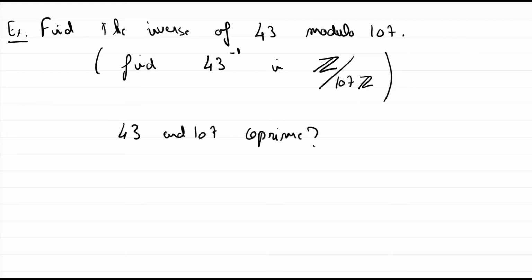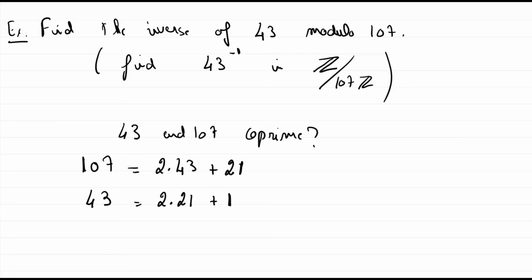So I start my Euclidean algorithm. I write 107 is 2 times 43 plus 21. Now I divide 43 by 21, so 43 is 2 times 21 plus 1. And okay, I got the 1. This is the greatest common divisor. In fact, if you run the Euclidean algorithm for one step more, you get a 0, because you divide 21 by 1, and the remainder, of course, is 0. And the greatest common divisor is the last non-zero remainder.